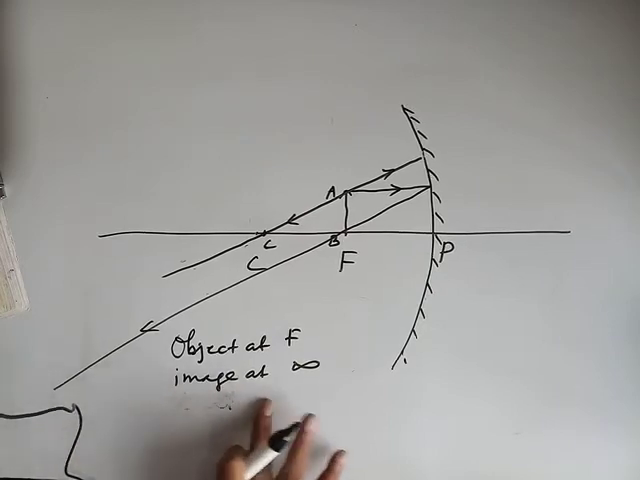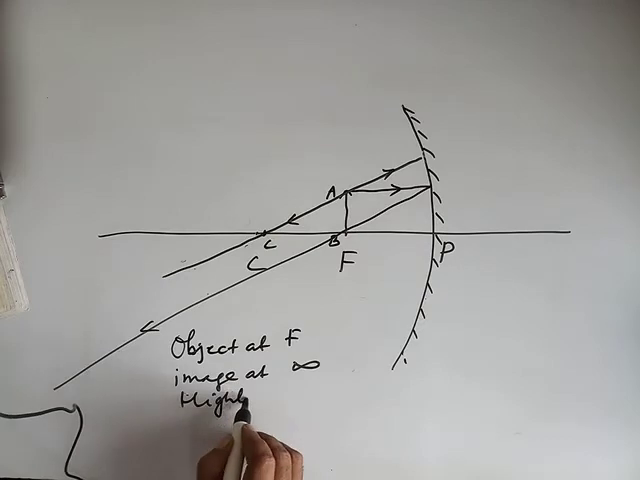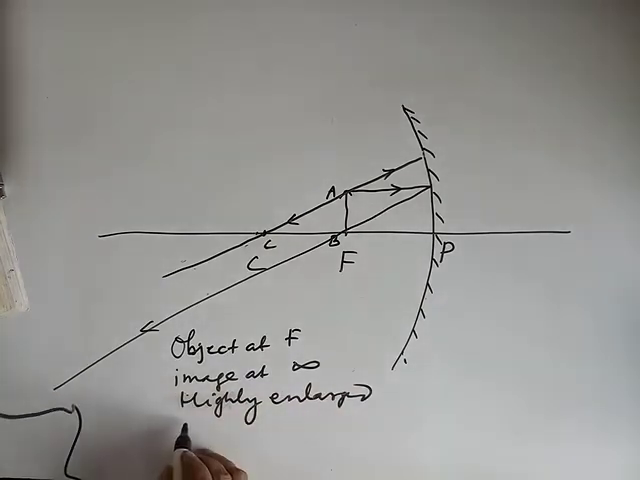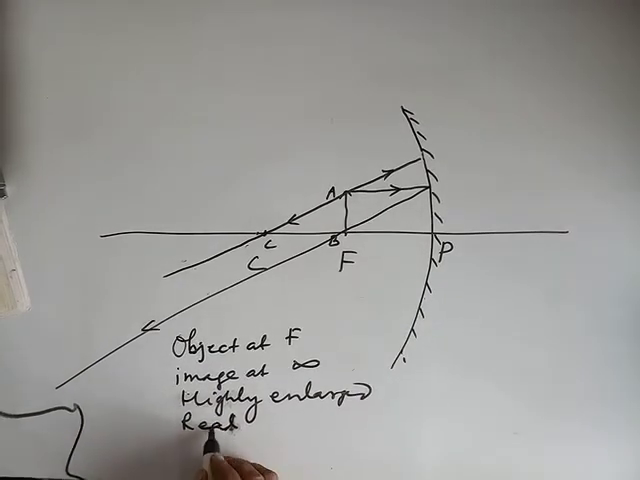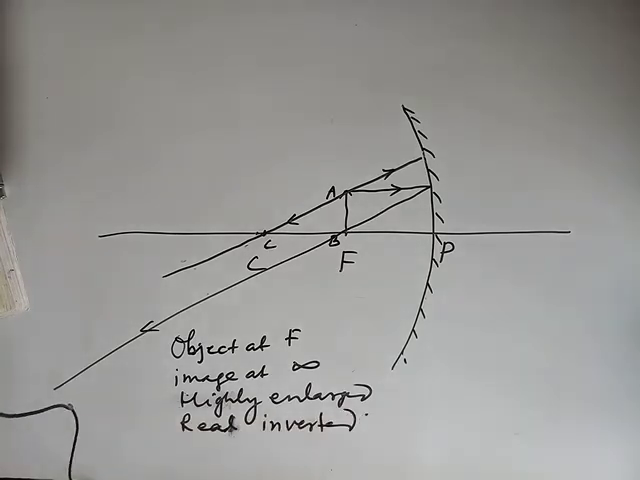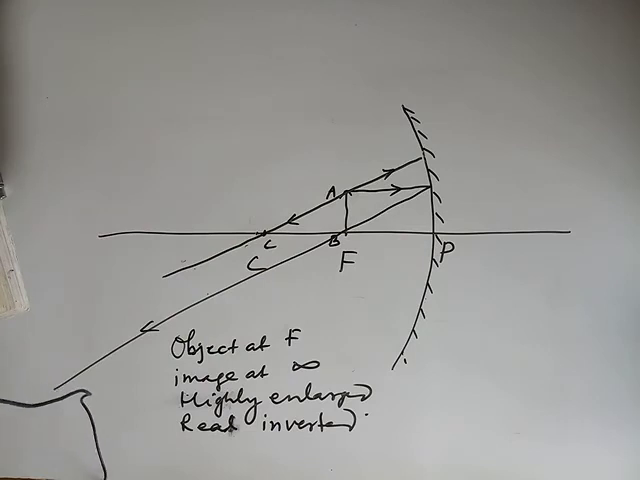Highly enlarged, बहुत बड़ा, highly enlarged, and it is real. Real images are always inverted, you know, like this it is. Okay, next. So till now, I drew 5 images of an object. They are all real ones.